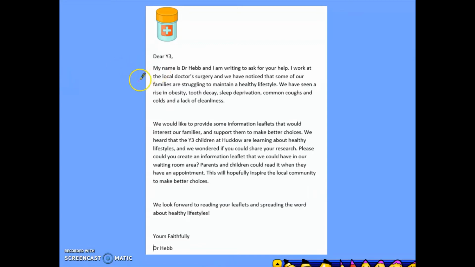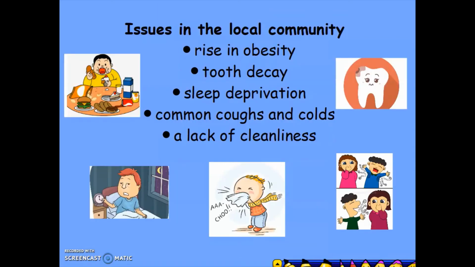In the first paragraph, I can see that Dr. Hebb has seen a rise in obesity, tooth decay, sleep deprivation, common coughs and colds, and a lack of cleanliness. These are all issues in the local community around health and well-being. Well done if you managed to spot those.